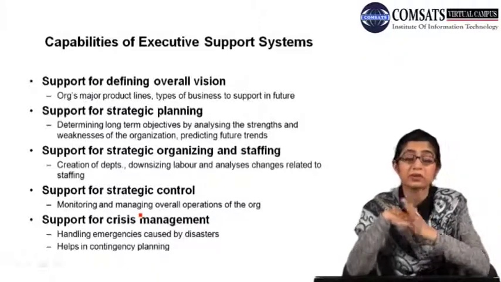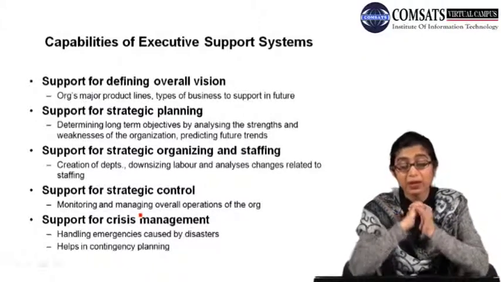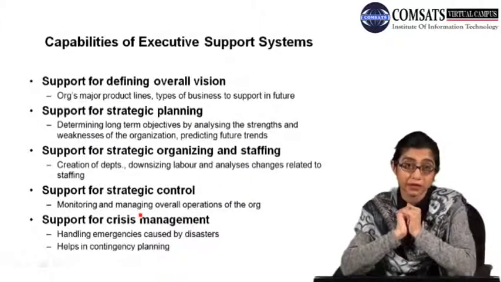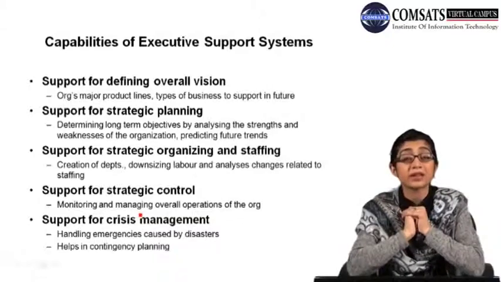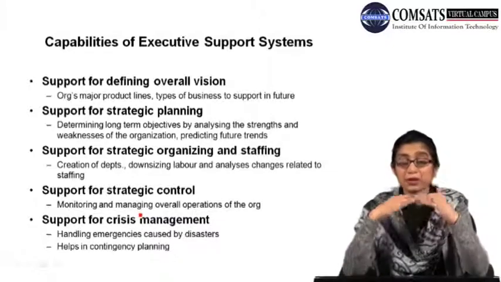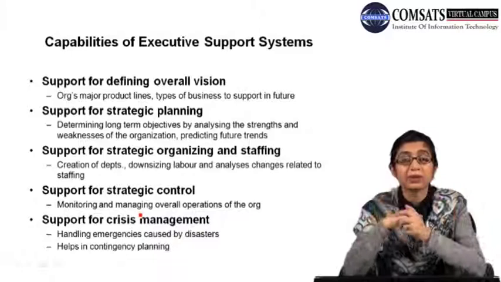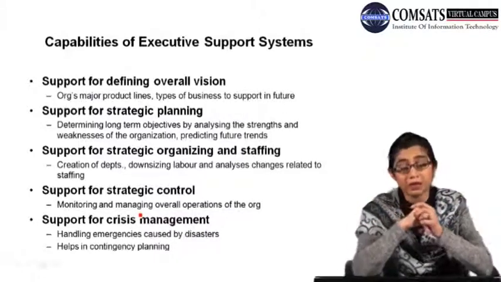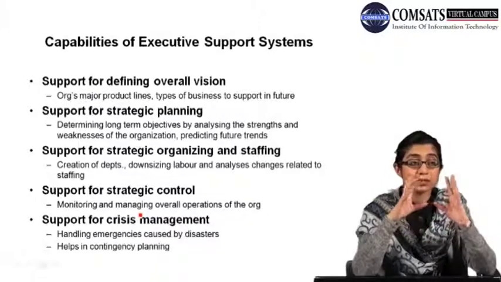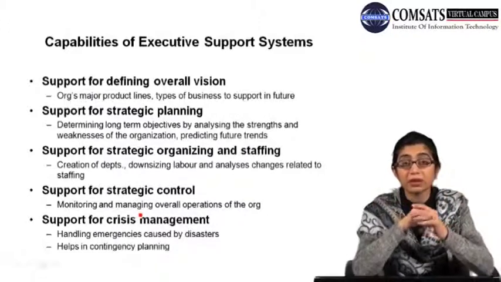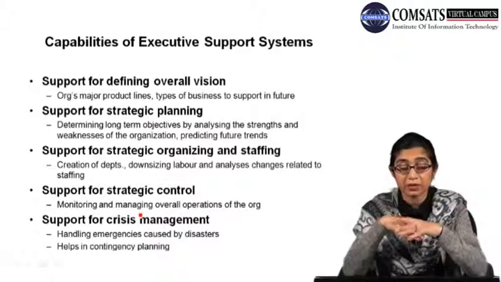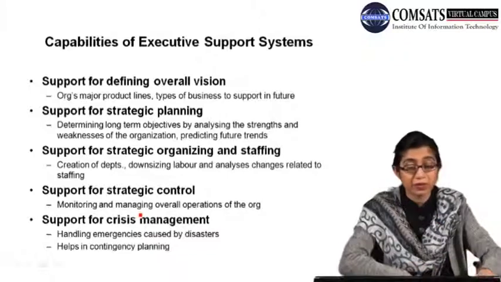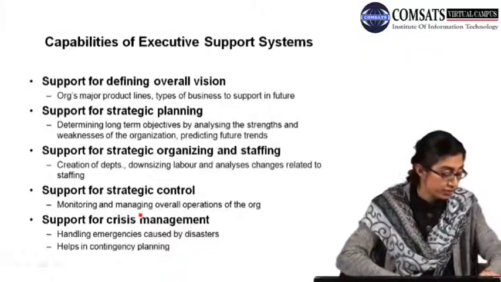Next, we have support for strategic control. That is, it provides support for monitoring and managing the overall operations of the organization. So basically, that is the executive's job. Number one, providing the company with a vision. Providing the company with the overall objectives. Doing the strategic organizing of the company, as well as monitoring the company on the whole. So it provides the ability for strategic control of the organization.